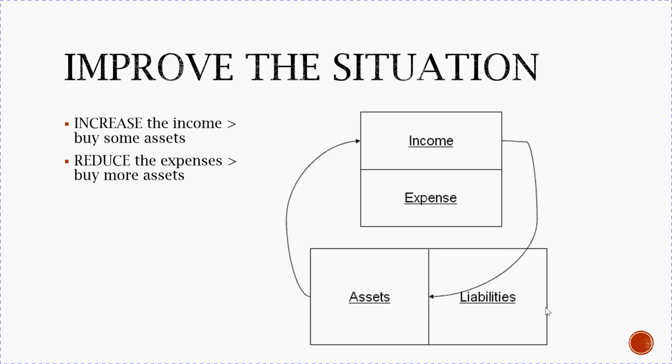If you want to improve your situation, it's really easy. Two main ways. You increase the income. How do you increase the income? Buy some assets. Assets bring you income. Increase your assets, increase your income. It's a virtuous cycle. That's how you improve the situation.